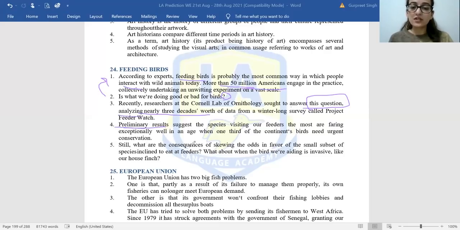Still, what are the consequences of skewing the odds in favor of the small subset of species inclined to eat at feeders? What about when the bird we are aiding is invasive, like our house finch? So these questions come at the end because we don't have any answer to them. And as I said before, question marks come at the end when there are no references given about what the answer is, no information given about the answer. So always put them at the end.